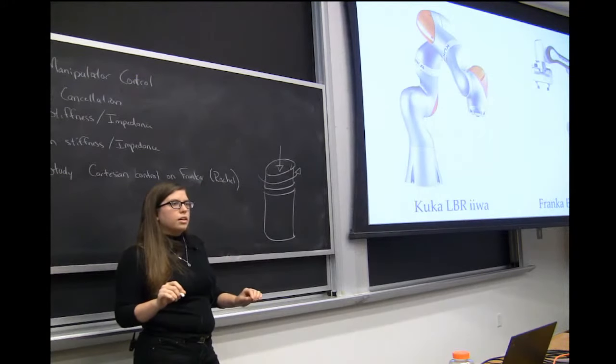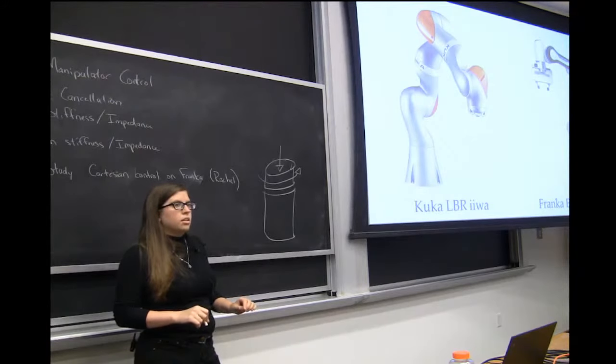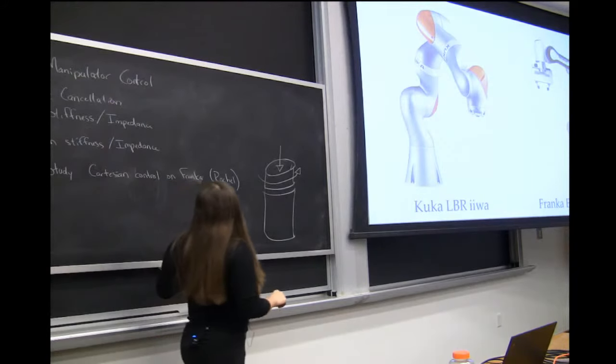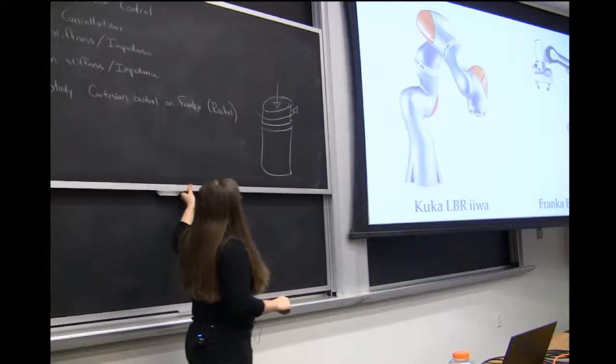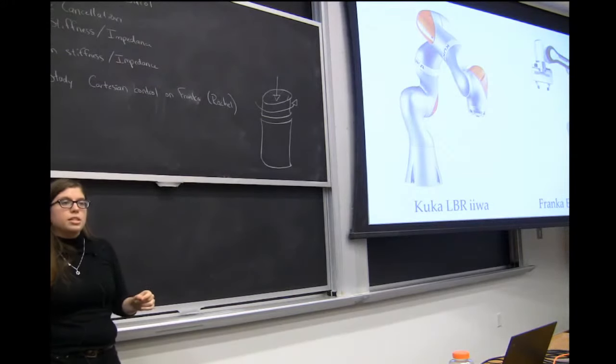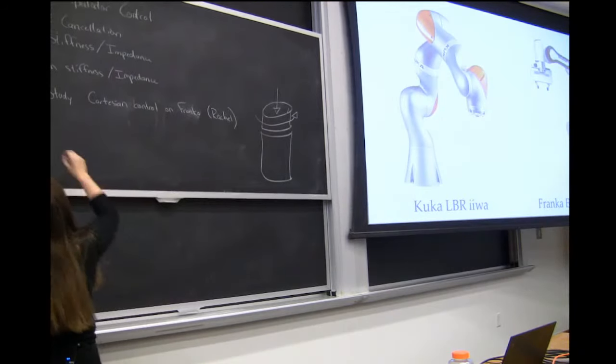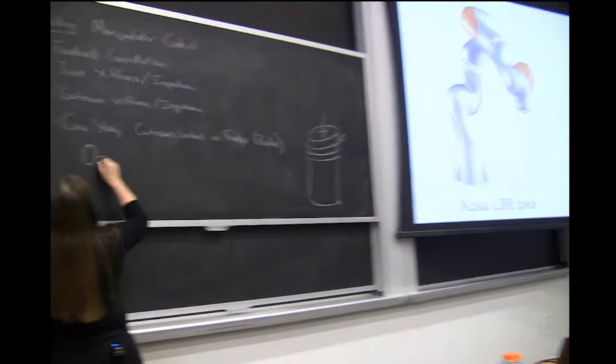Are we clear on the robot that we're using and the task that we're achieving? Cool. Okay. So let's walk through the different ways that we could approach this task. And we're going to walk through basically three different control strategies. Option one.